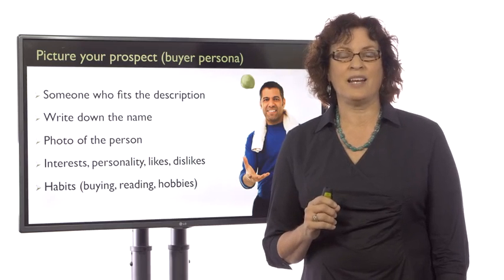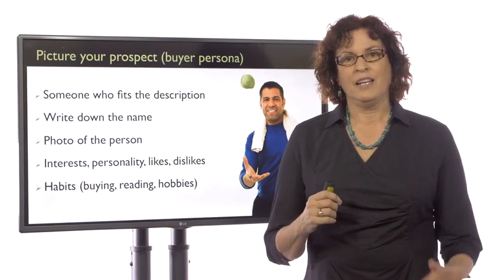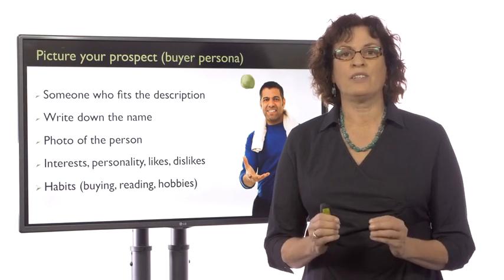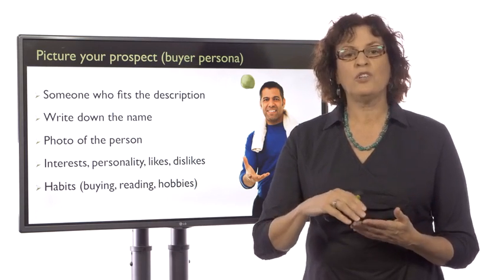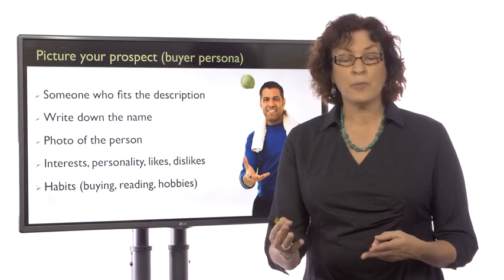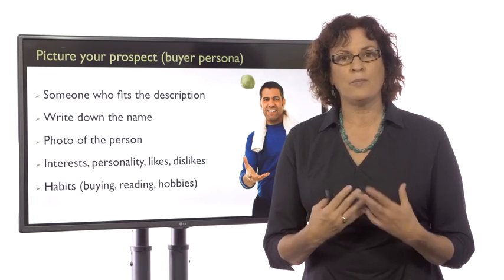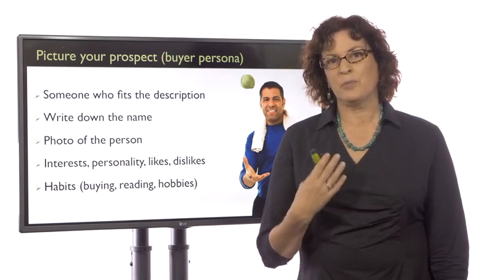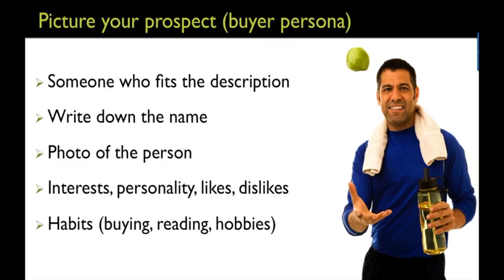So let's begin really creating that picture of who your prospect is. You want to think about your prospect as a living, breathing person that is going to respond to your messages. It's someone who fits the description of the perfect buyer or the ideal buyer. Give that person a name, because then that will make your copy more personal. Get a photo of the person, anyone that really reflects who your buyer is. And then create a sheet that shows you the interests, the personality, the likes, the dislikes, the habits, what they've bought before in the category, what they're reading now, what some of their hobbies are, all related to your product or service.